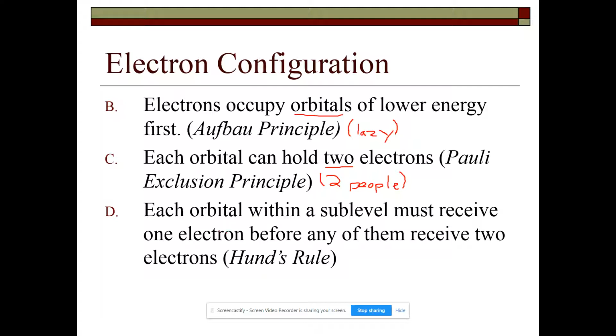It's called Hund's rule. It says that each orbital within a sublevel must receive one electron before any of them can receive two electrons. That sounds really complicated, but to understand this, I just think of this as the don't share rule. And the idea is electrons don't want to share a room if they don't have to. So unless you have to fill up the room, then you're only going to put one electron in each one.